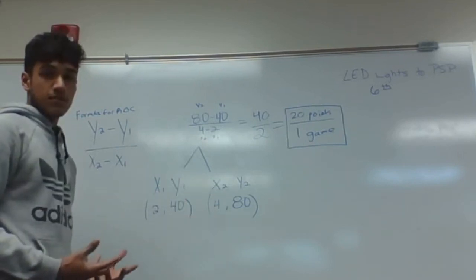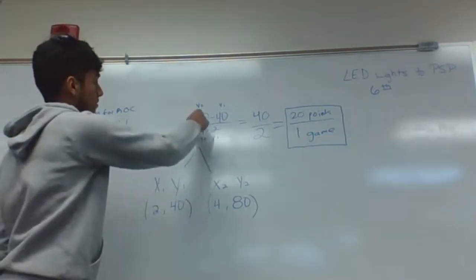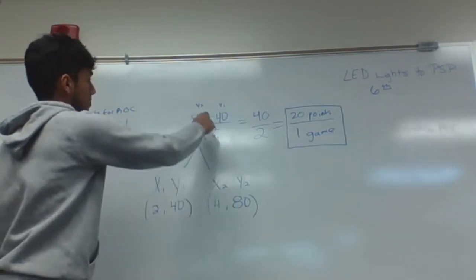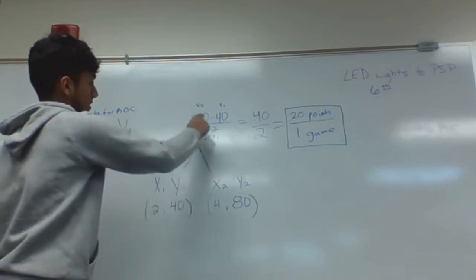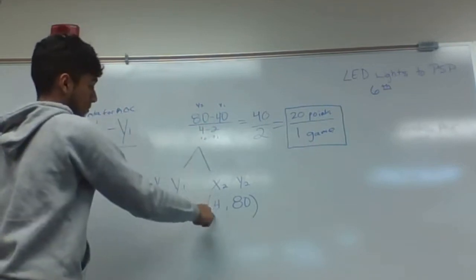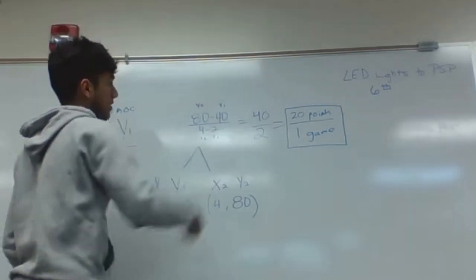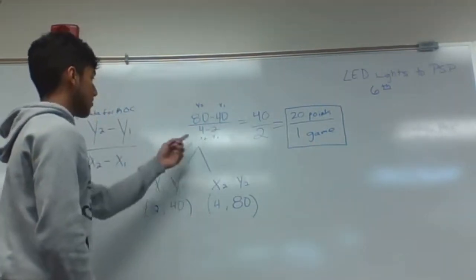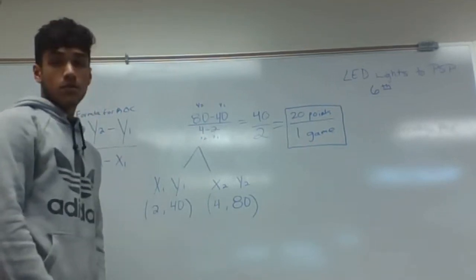And to use this formula to find rate of change, we would put it into this equation, where y2 is 80 minus y1, which is 40, 80 minus 40, over x2, which is 4, minus x1, which is 2. 80 minus 40 equals 40, and 4 minus 2 equals 2, which would then be simplified to 20 points over 1 game.